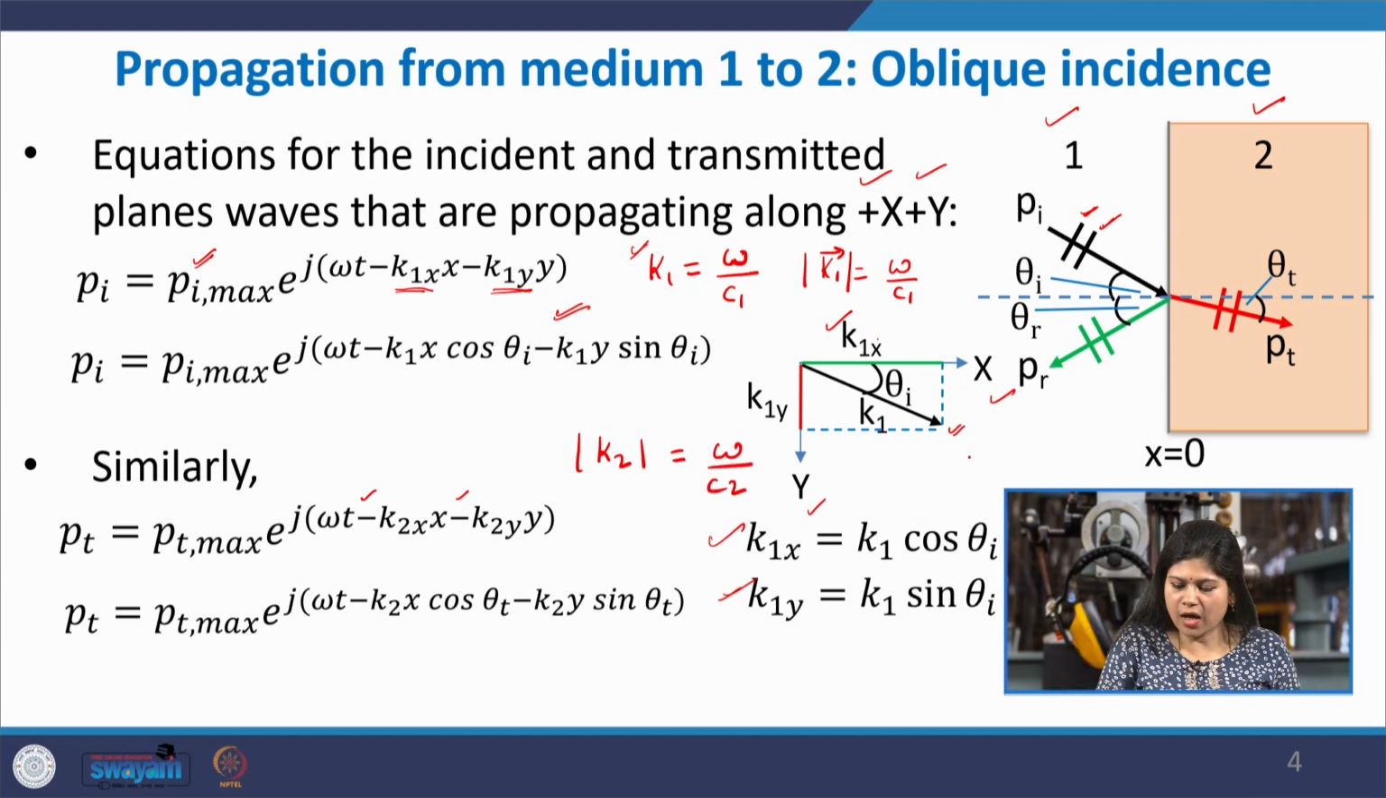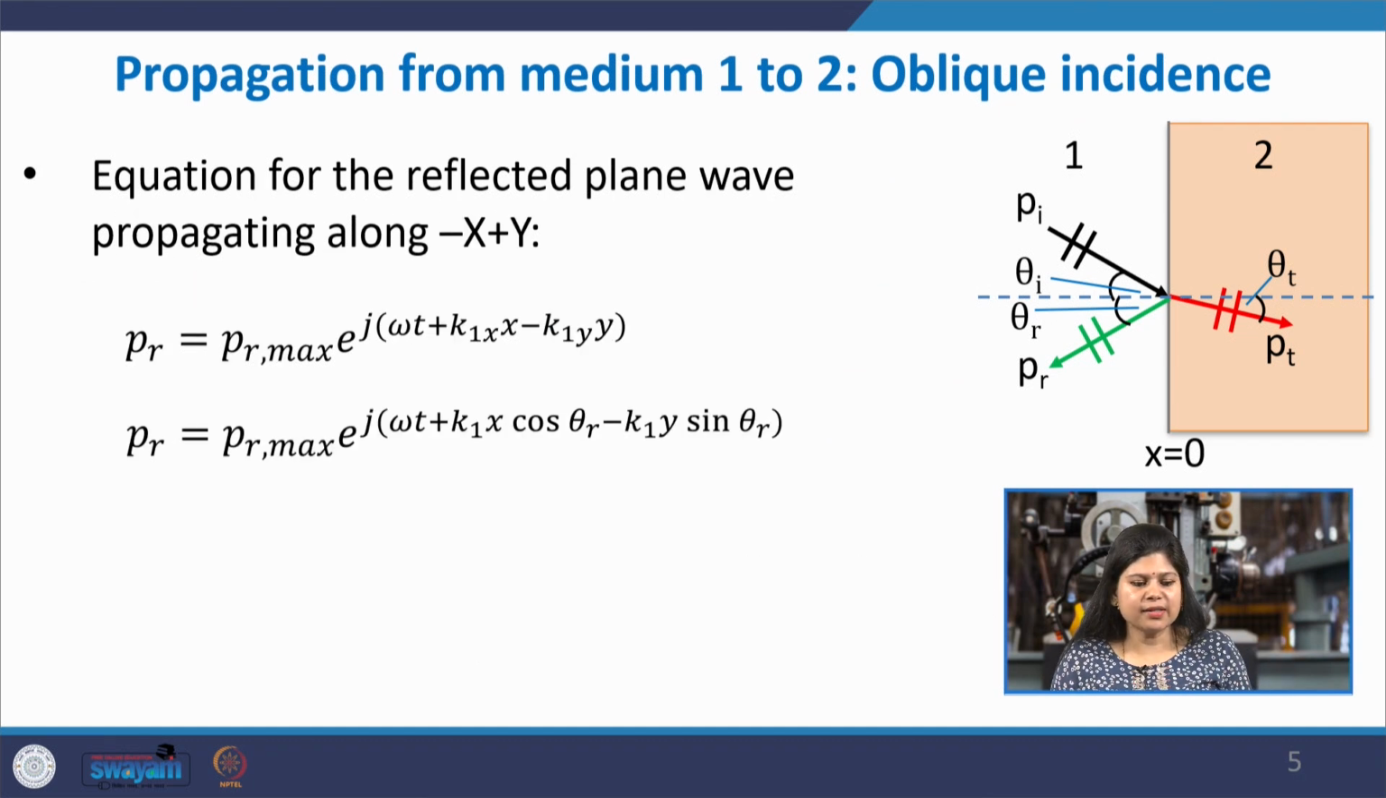Just like how we found out the relationship between k1x and k1y in terms of the overall k1, in the same way we solve this and come to this format, where it is e to the power j omega t minus k2x cos theta t minus k2y sin theta t, where theta t is the angle between the k2 vector and the x axis. In the same way, let us derive the equation for the reflected wave.